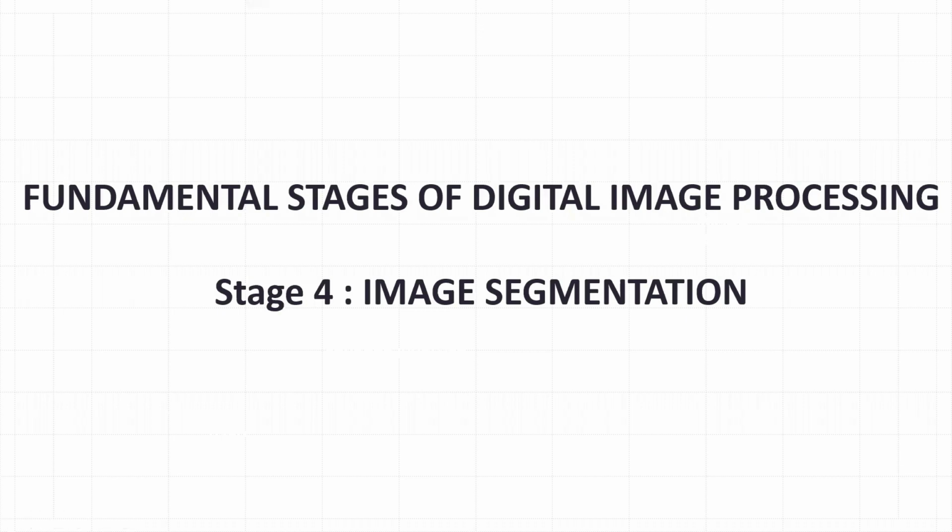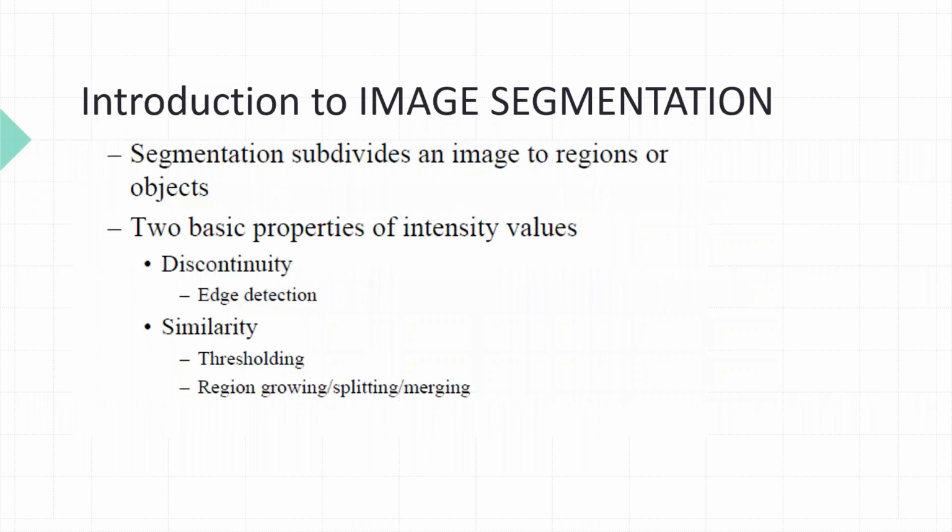Now coming to stage 4 in digital image processing, which is referred to as image segmentation. Actually, image segmentation is regarded as the most important post-processing method in all image processing applications. After pre-processing, that is, after the image enhancement method is applied, image segmentation is the best post-processing method. Very first thing, let us go to the introduction of image segmentation.